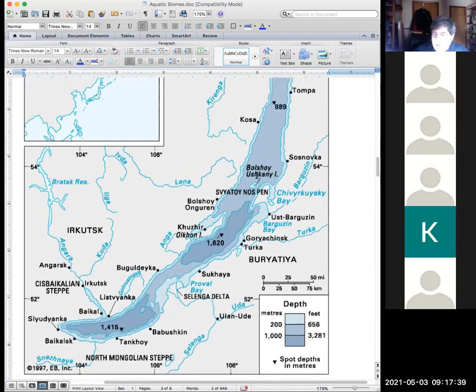So here's a depth map of Lake Baikal, and you can see what I was talking about before. The deeper the bluish color, the deeper the water is there. So you can see a deep patch up here. You can see another deep patch down here. You can see a lot of the lake is kind of a middle depth, and then, not too surprisingly, close to shoreline, the lake is relatively shallow.